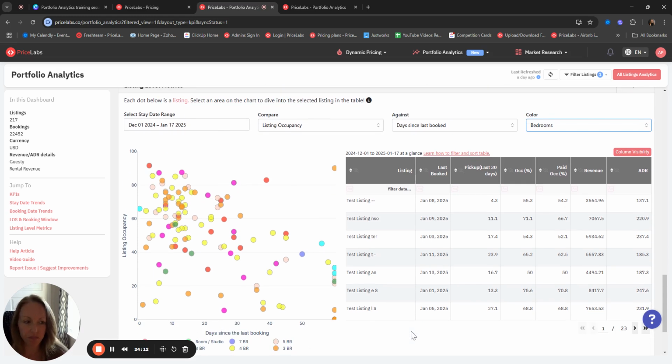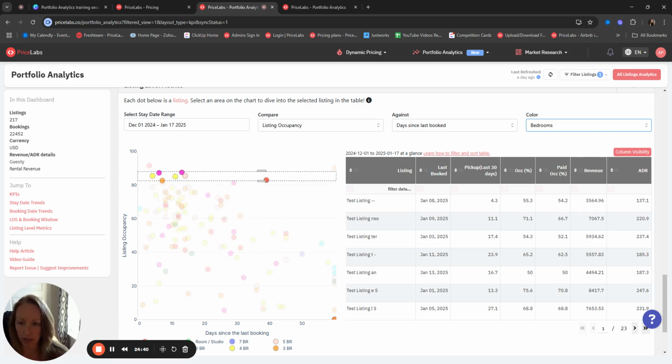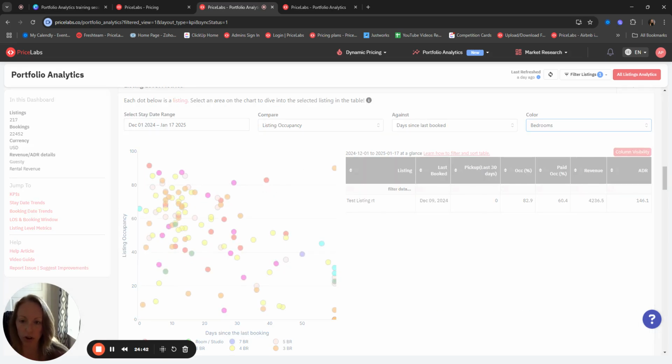So again, just for a quick recap, listing level metrics help in figuring out which listings to tackle out of your entire portfolio, how listings are doing in comparison to the market, or like I mentioned, occupancy versus days since last booked. Maybe they have healthy occupancy, but they're not booking anymore. So what's going on there? What levers to pull for the properties that are trending behind, or, like I said, haven't booked in a while. So what's going on with them?